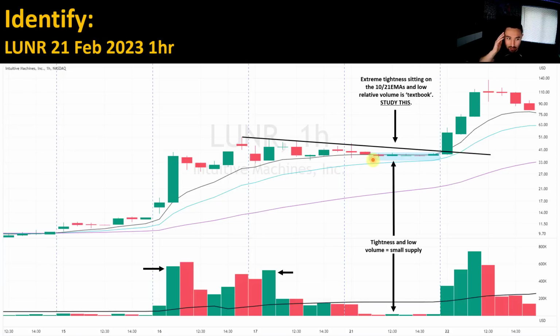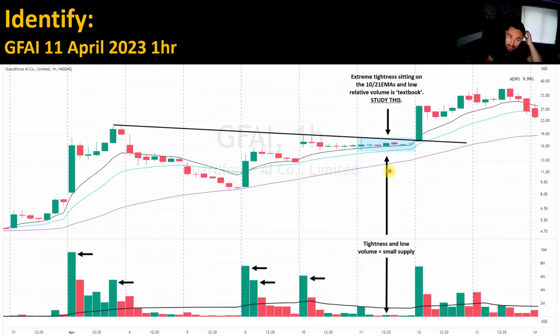On the next couple of charts, there's maybe 10 of them. Tightness in price, low volume. And note the relationship of the moving averages. So you'll get these pocket pivot, these tight bars setting up across all time frames.